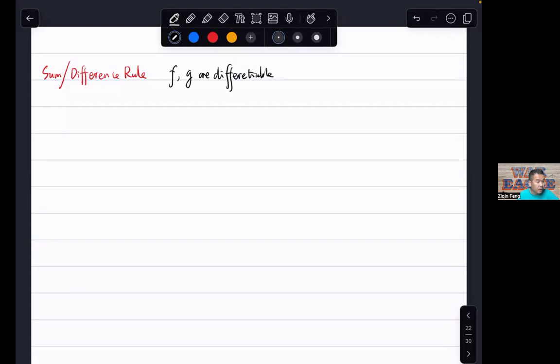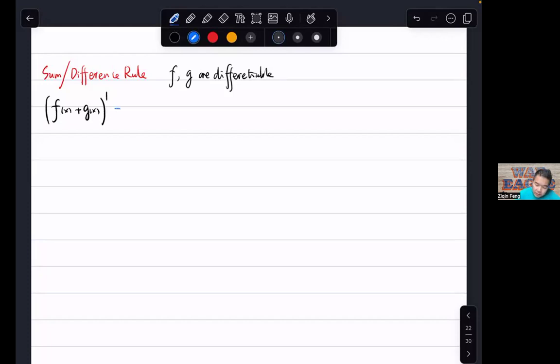I can generate two new functions. One is the sum, the other one is the difference, right? So we get f of x plus g of x. That's a new function. We want to see whether this function is differentiable. So let's write down an evaluation of this. Later we just apply our formula.